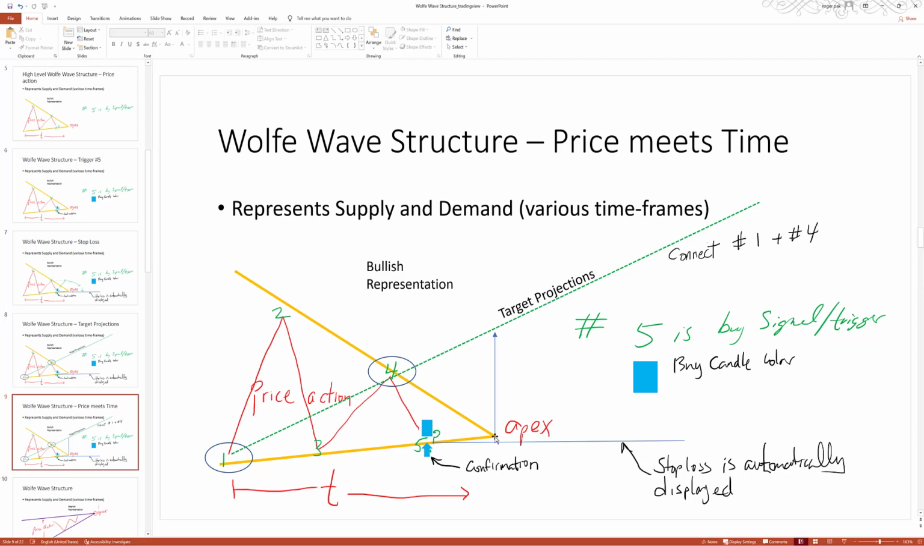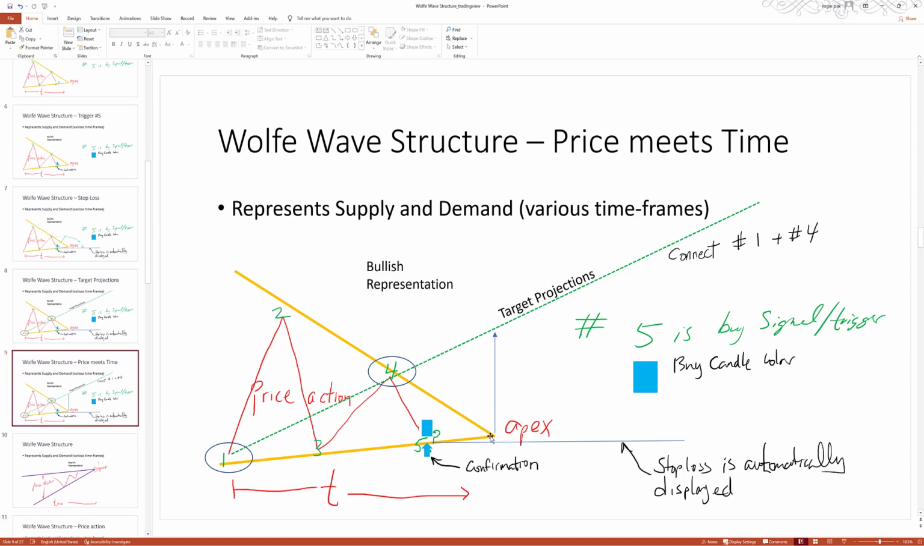So if this point in time and space is like February 19th, and then you draw a line straight up to the target projection line, which is the green perforated line here, then that is your target price before that time or after that time. But in theory, it should be on that day.